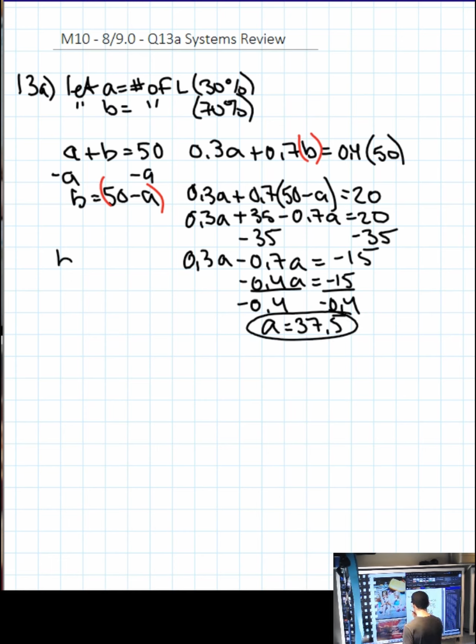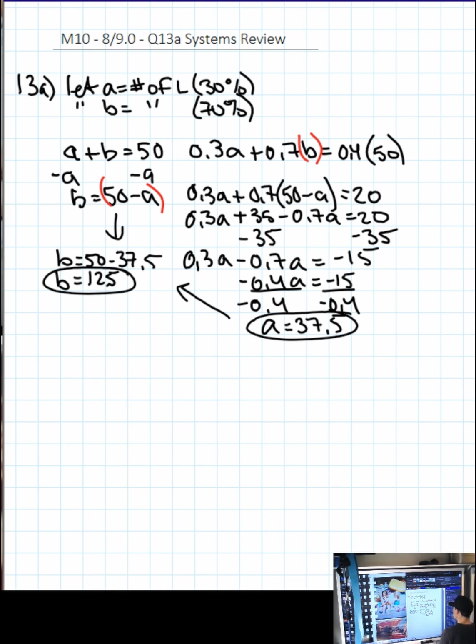And B will simply equal 50 minus that, substituting into the other equation the information we just got. Therefore, B equals 12.5. Therefore, we'll have 37.5 liters of the 30% solution and 12.5 liters of the 70% solution to make a total solution of 40%, for whatever reason that scientist needs.